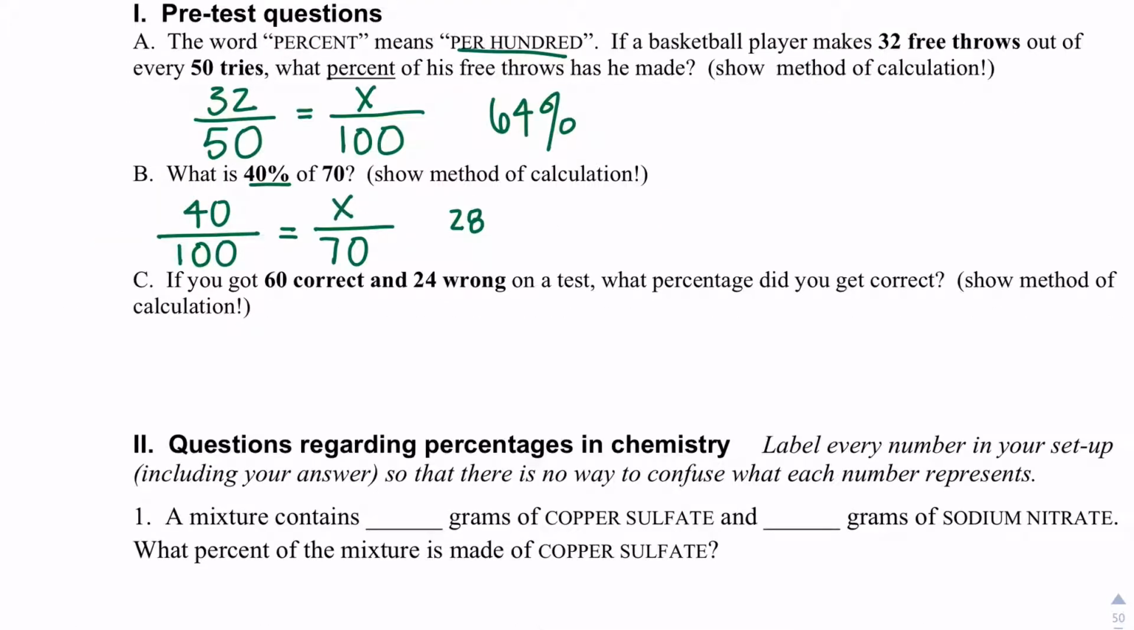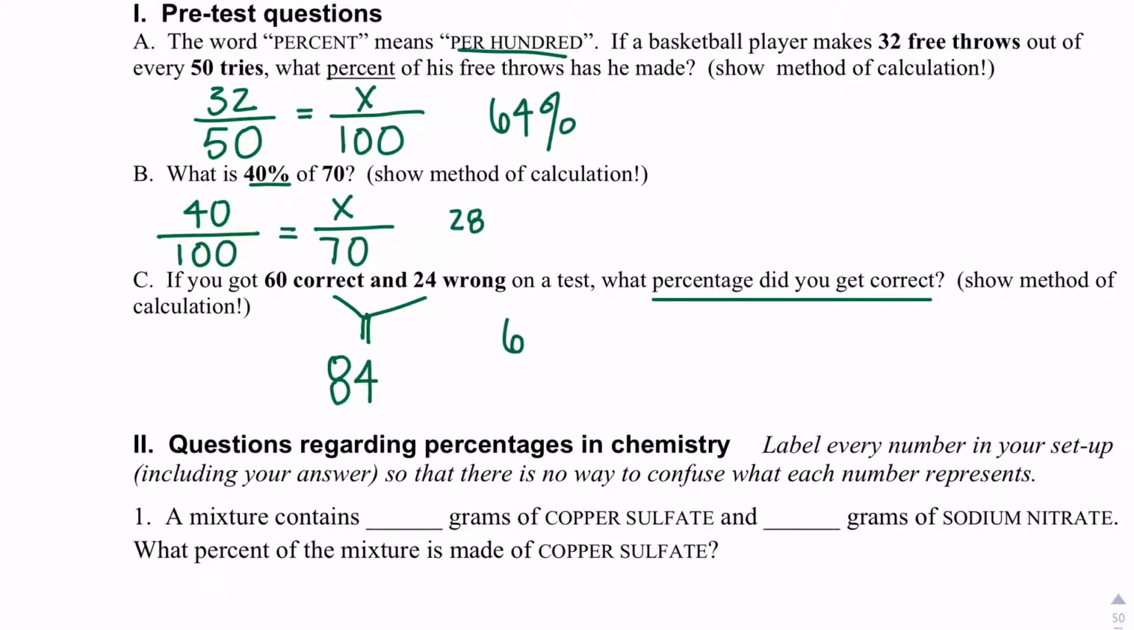So let's look at C. If you got 60 correct and 24 wrong on a test, what percent did you get correct? So here's the important thing here. In order to know what percent of the whole test that we got correct, you need to know how many questions are on the entire test. You can't just use the numbers that you're given. You have to look at the total that's on the test. So to get the total on the test, we add these two together. And we figure out that there are 84 questions on the test. There's 84 questions total. That way, we can use these numbers to set up a proportion to figure out what percentage that you got correct.